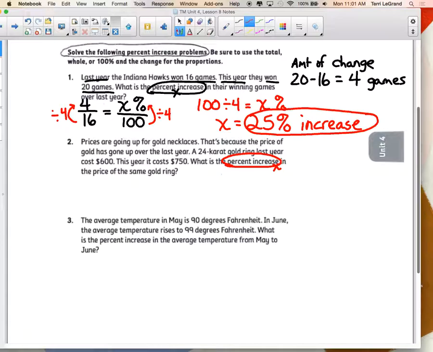Sierra, can you see any numbers that we might have? 24. That's the carats of gold, but it really has nothing to do with finding the percent of increase. So you know what? Cross it out. Don't be tempted to use it in your setup. Okay, what should we use though? What do we want to underline?